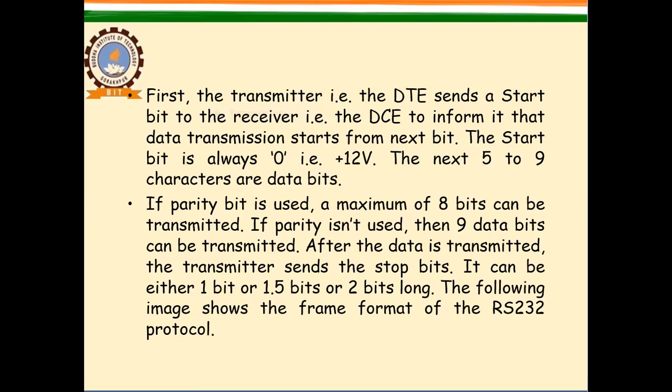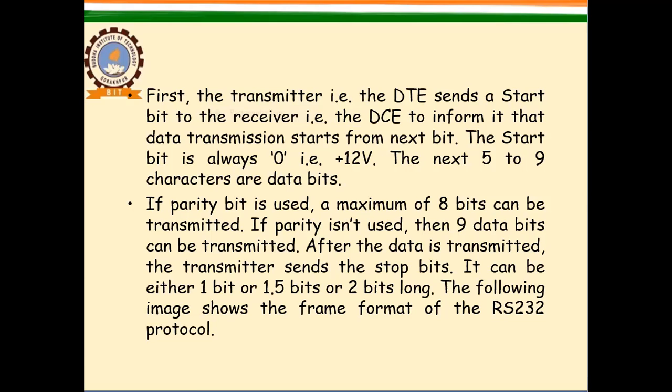After the data is transmitted, the transmitter sends the stop bits. Now it signifies that the data is transmitted. So how is this process carried out? It is carried out by sending 1, 2, or 1.5 bits for indicating that the operation is going to be completed.